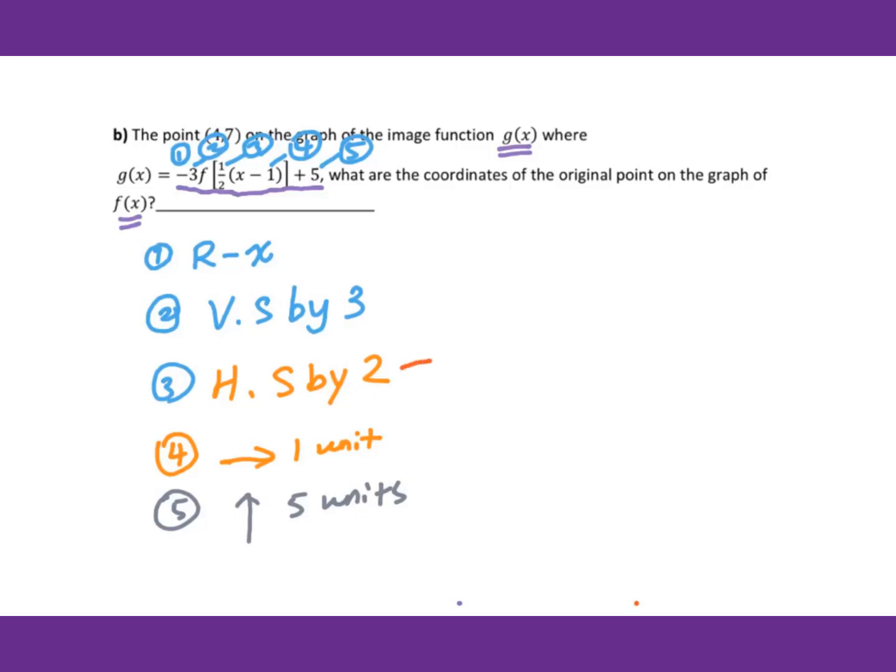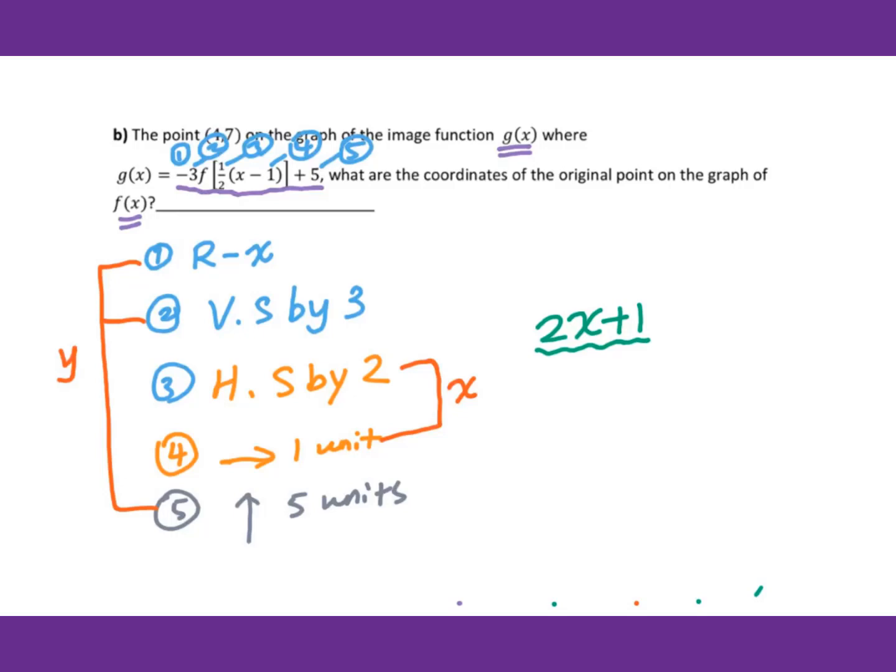We know this 2 is dealing with x. And this 3, we deal with y. For x, horizontally stretch by factor of 2, that means 2x. Move to the right 1, that's plus 1. This will be the rule for x coordinate.